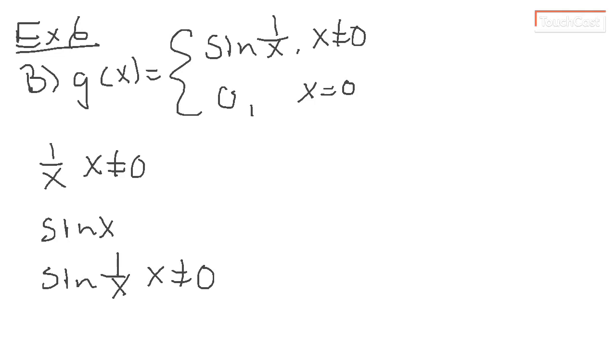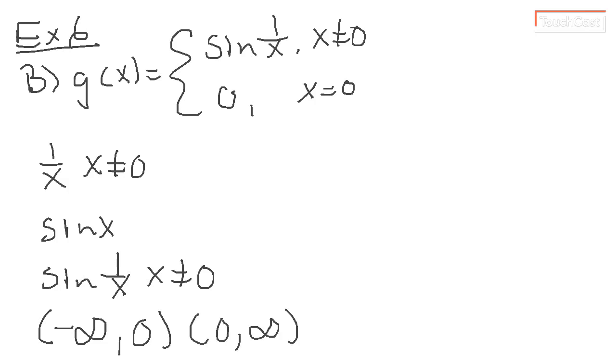And if we were to find the limit of sine of 1 over x at 0, it's not going to exist because of that property. But we can say that it is continuous on the open intervals from negative infinity to 0 and from 0 to infinity. We can't call these closed intervals because we're not going to include the actual value 0.